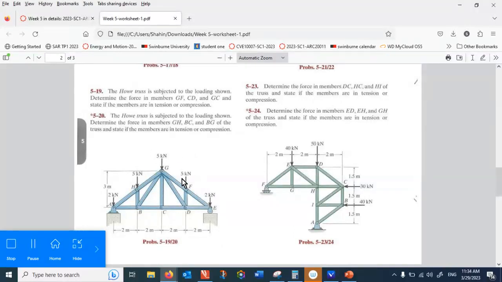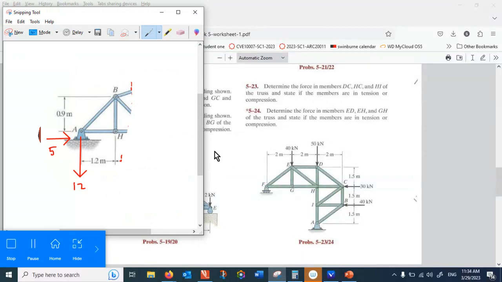But this problem has a trick. The trick is you have to make a distinction between the reaction at E and the 2 kilonewton over there. 2 kilonewton is an external load. So to find the reaction, you have to release E and expose EY over there. Do you want us to try that? I can definitely do the free body diagram for you.